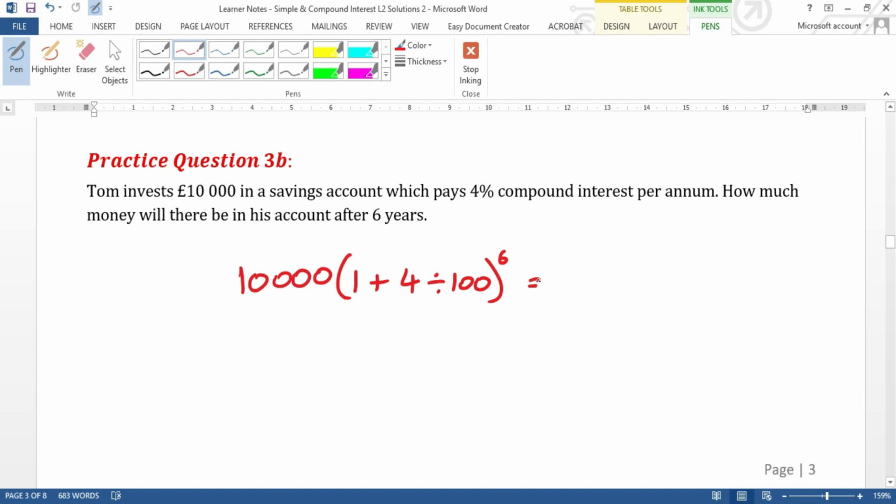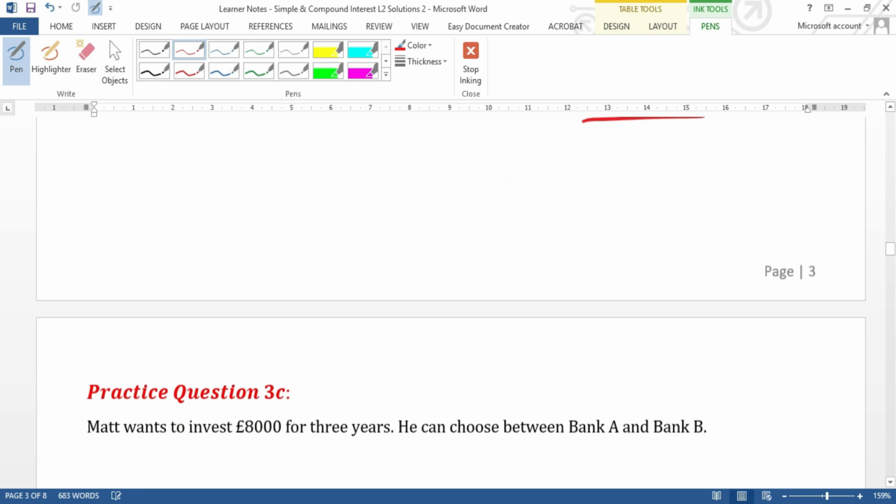10,000. Just make sure you get the correct number of zeros there. 1 plus 4% to the power 6 gives me, in pounds, 12,653 and 19 pence to the nearest pence. And there's my final answer. Hopefully you guys got the same as well.